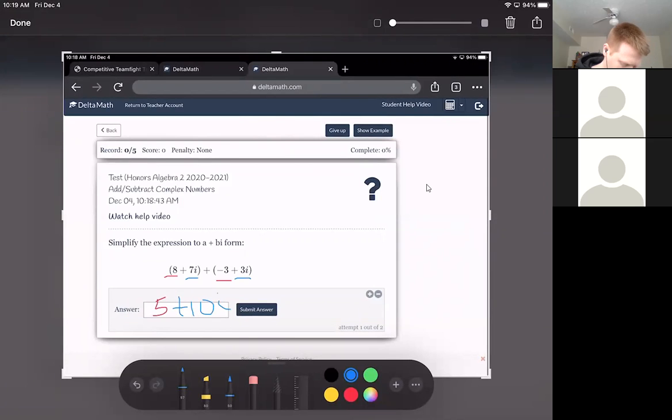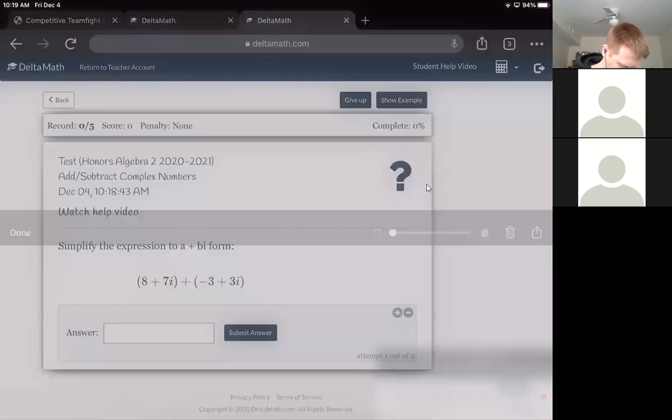I haven't messed with it, but you should put your answer in this order. I'm not sure if DeltaMath would mark you wrong if you did 10i plus 5, but I'm thinking it might actually mark you wrong because they're asking you to put it in that form. So the addition and subtraction shouldn't be too bad.